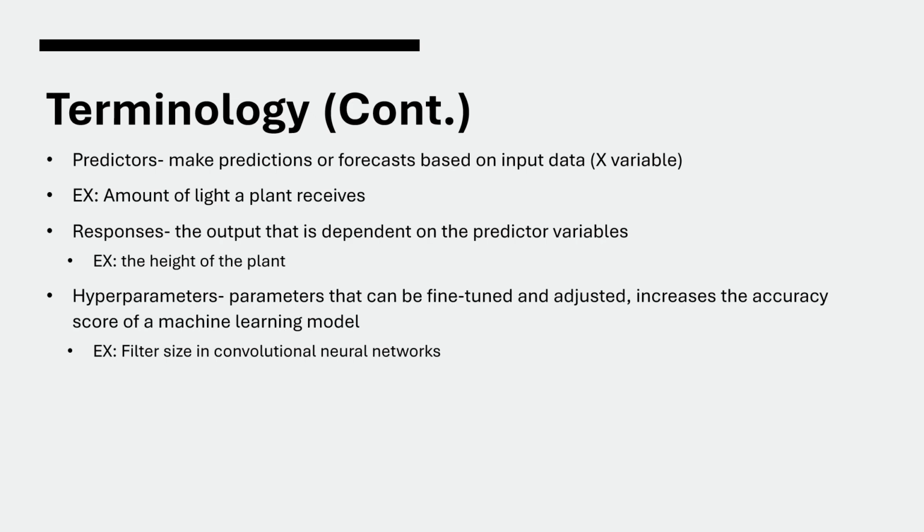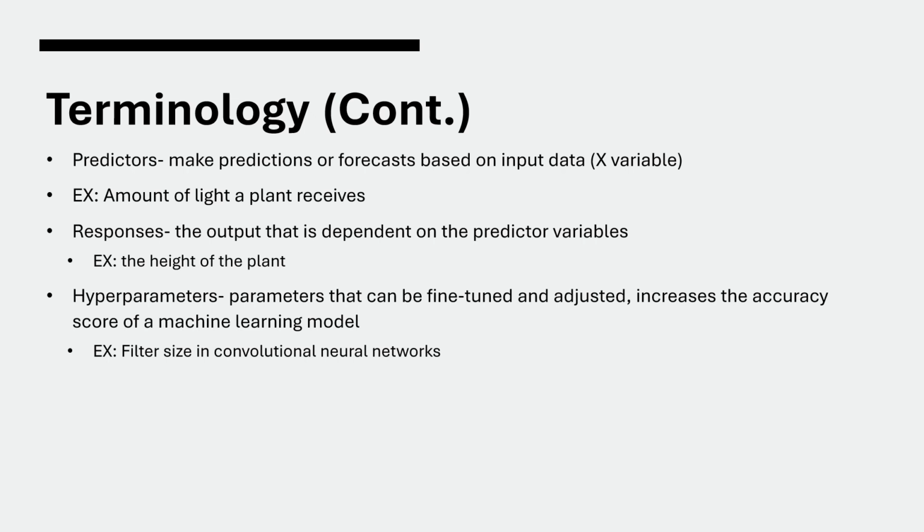And finally, for definitions, there are hyperparameters. Hyperparameters are just parameters that can be fine-tuned and adjusted, which then increases the accuracy score of a machine learning model. An example of this we'll see later in exercises is the filter size in convolutional neural networks.